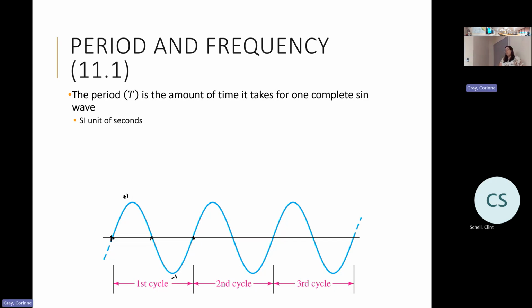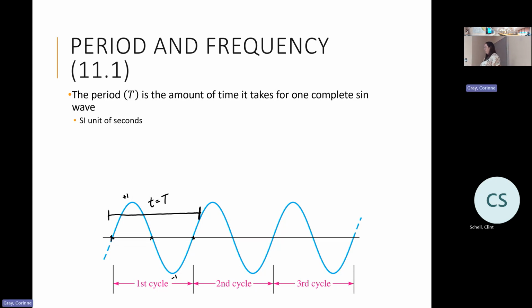Same thing is true if we do it with a cosine or some other smooth curve. And so the time that it would take to go from my first 0 to my third 0 is the period, which is going to have the SI units of seconds. And again, it's the time it takes for one complete sine wave. So basically when it starts to repeat itself, a full sine wave has passed.